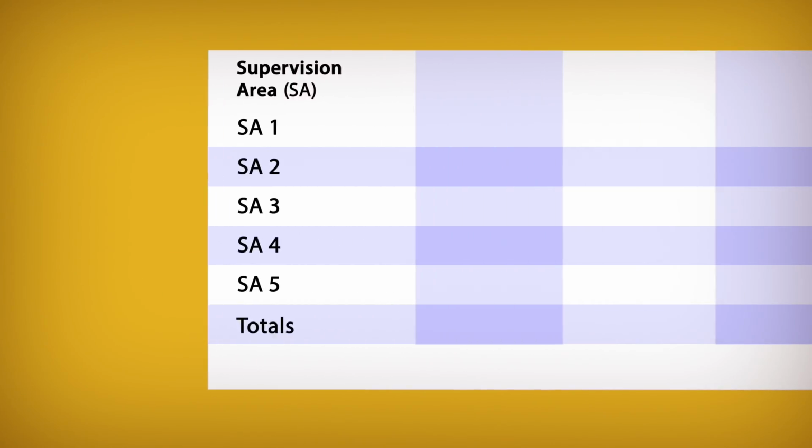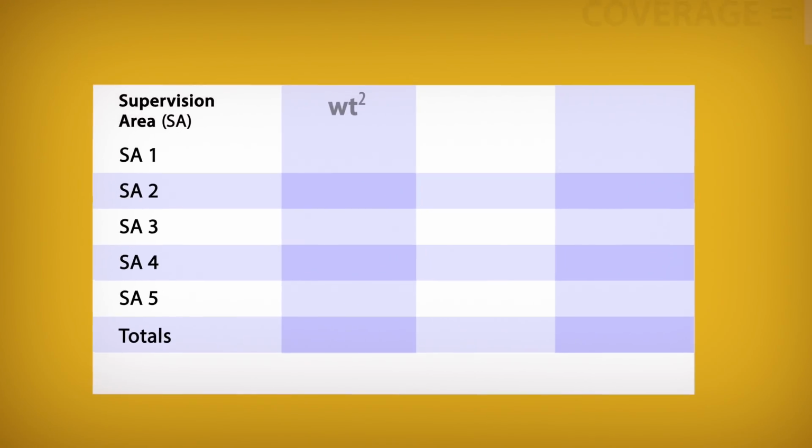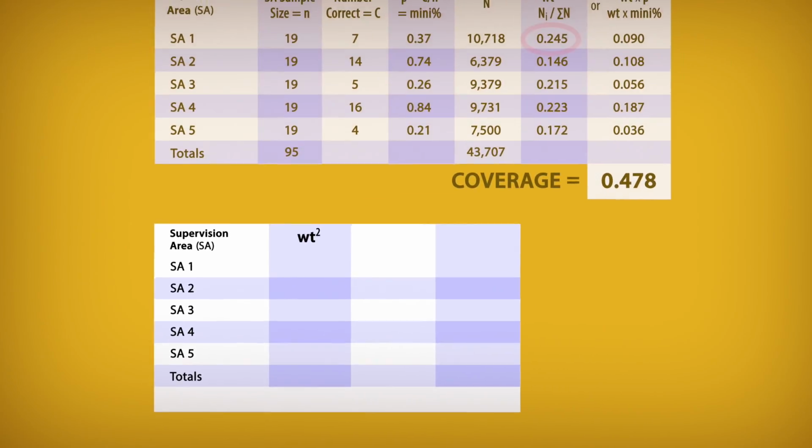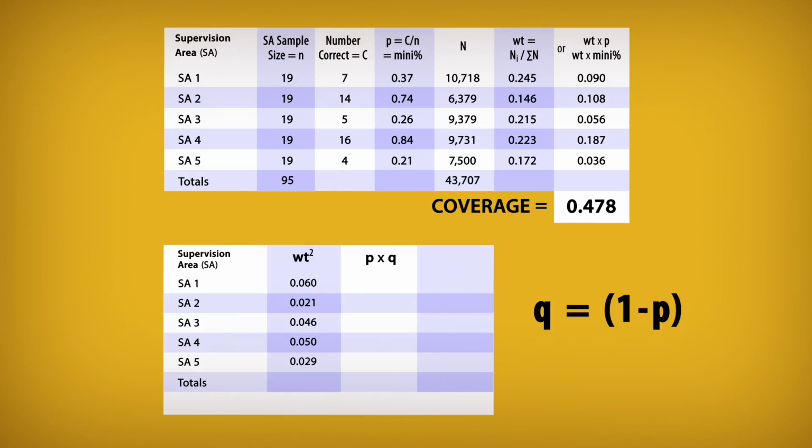So in this table, we again list the different supervision areas in our district. Then we take the weight figure for each supervision area, which we calculated in the previous table, and square it, or multiply it by itself. We record that in this column. Now we take our P figures, our mini percentages. Q simply means 1 minus P. So 1 minus P multiplied by P gives us the next figure in the table.